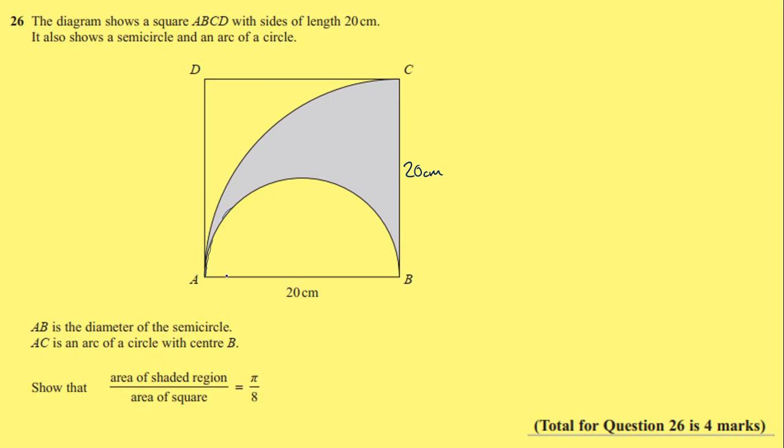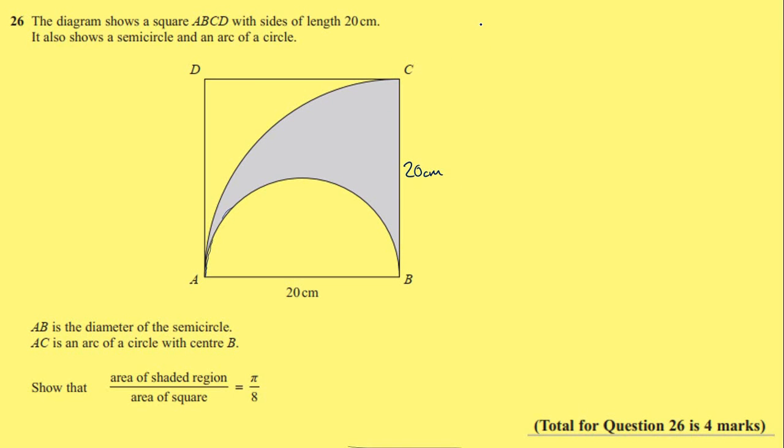AC is an arc of a circle with the centre B. So this would be B. This circle in this case would be really, really big. And what it says is show that the area of the shaded region divided by the area of the square is going to equal pi over 8. So we're going to need to work out the area of the shaded region.